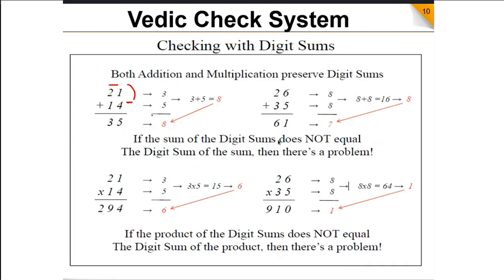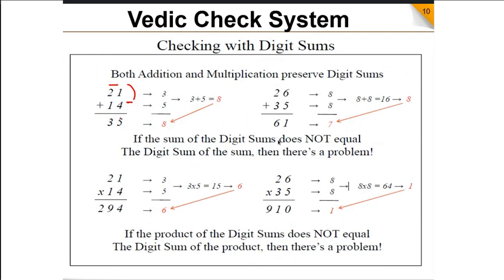Now I'm going to use the digit sum in addition to check the answer of any addition, whether it is correct or not. Okay. So first we have to find the digit sum of every number. So you can find it very easily. Yes or no? Yes.